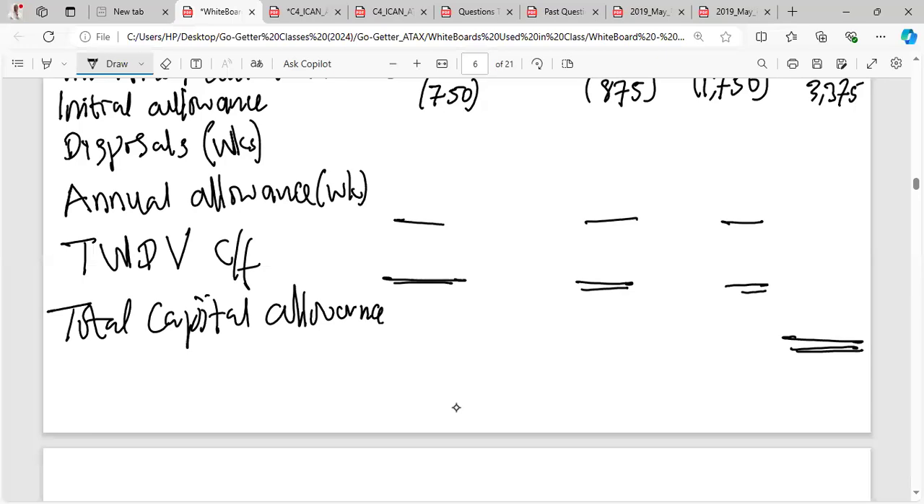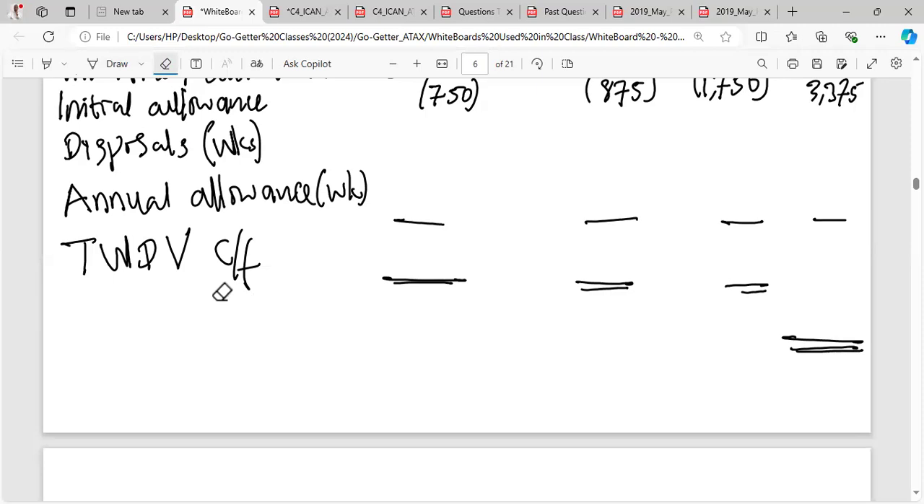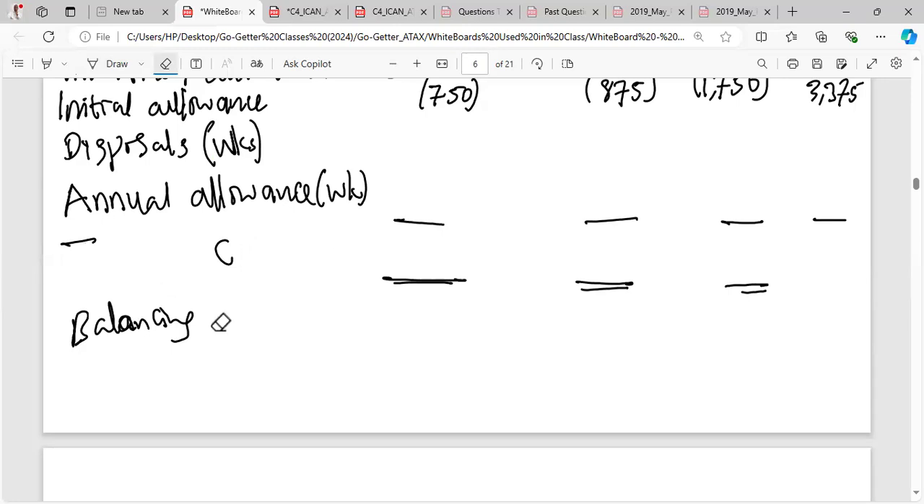So your total capital allowance will be what will be here. Before I put the total capital allowance here, it's possible that we might have balancing allowance. We know there is a disposal. It's possible we might have balancing allowance. So I can come here and say balancing. Oh, that would have been before the tax written down value. So let's set the template right.